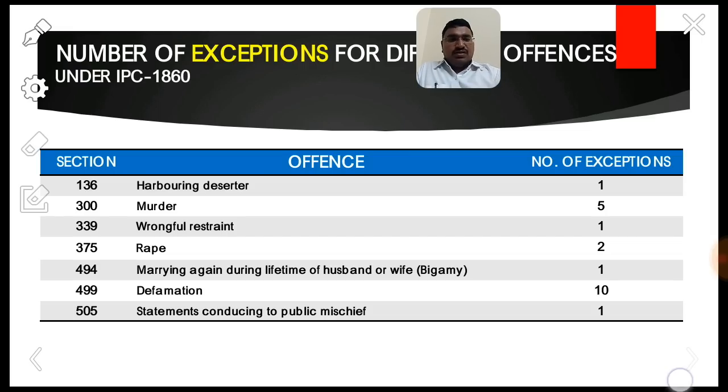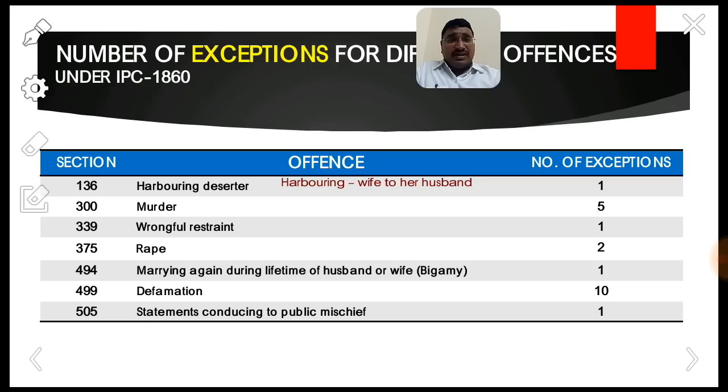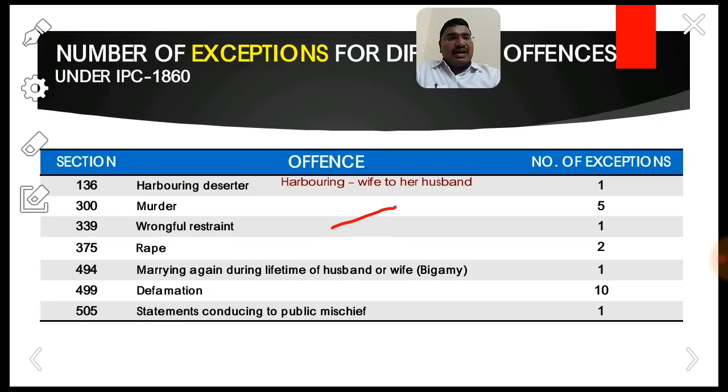Harboring deserter. If a runaway armed man, navy man or air force man is harboring in a particular place, the person who gives such harboring is punishable. But there is an exception. If the wife gives the harboring to her husband, it is not an offence under section 136.